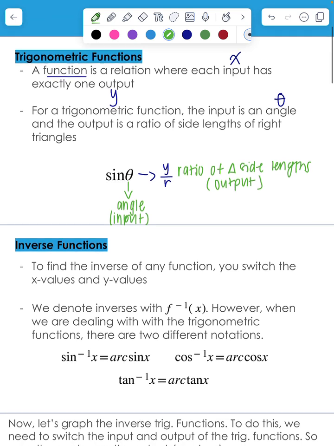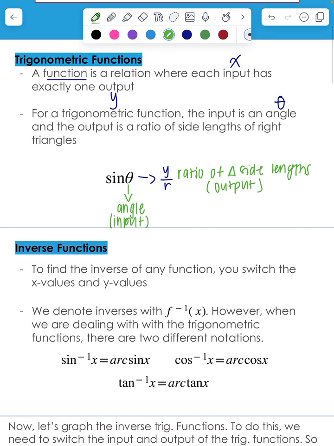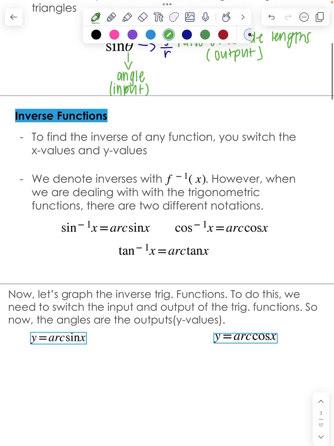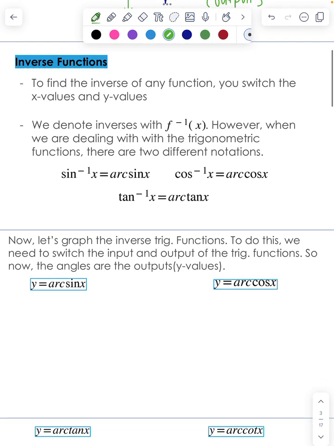Now for these inverse functions, and again, feel free to pause the video at any time to catch up with your notes. For inverse functions, you switch the x and y values. So you might have remembered this last year with Algebra 2. You would switch x and y and solve for y to find the inverse.